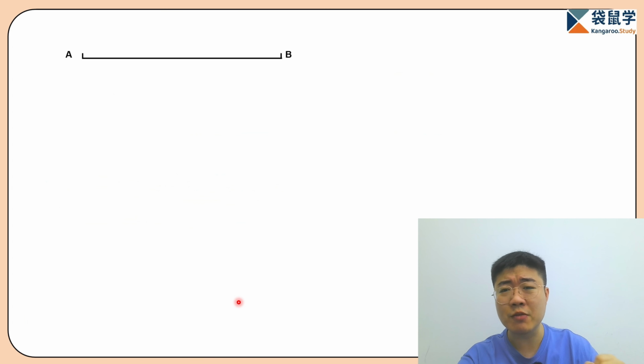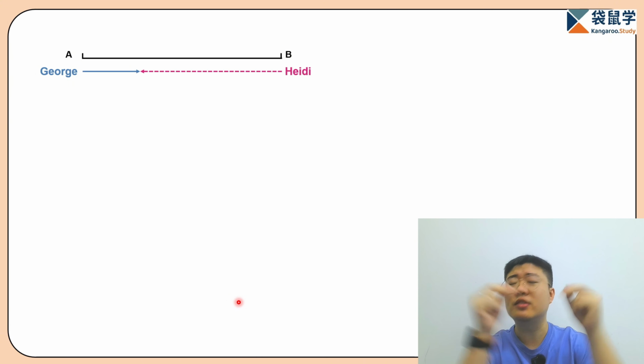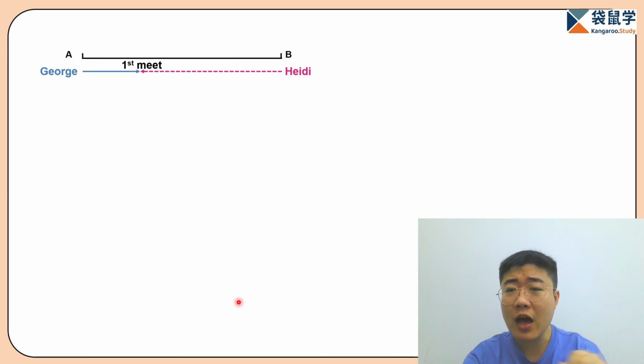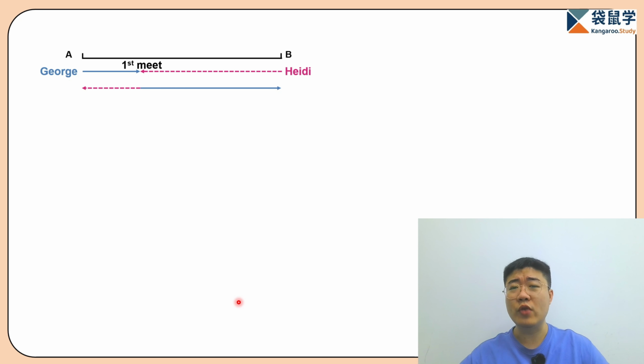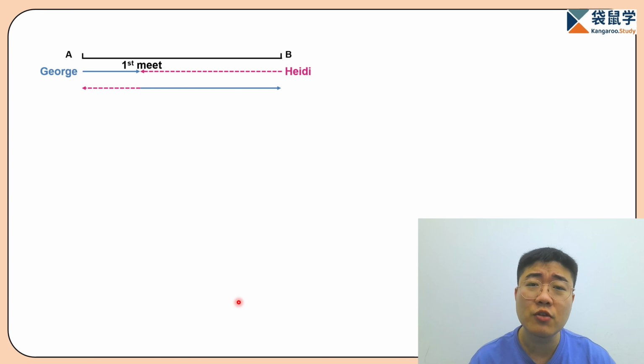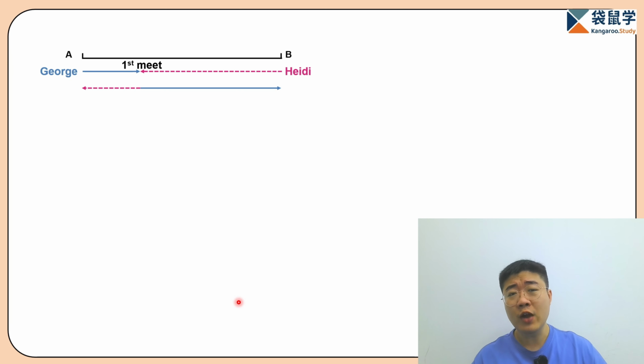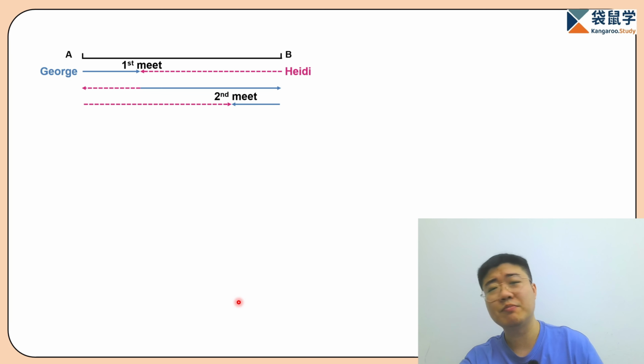Just now we say that AB, George and Heidi. So when they travel towards each other, this is the first time they met. After that, they will travel away from each other to their respective destinations. Then from there, they turn around and they're going to meet again. So this is the second meeting point.